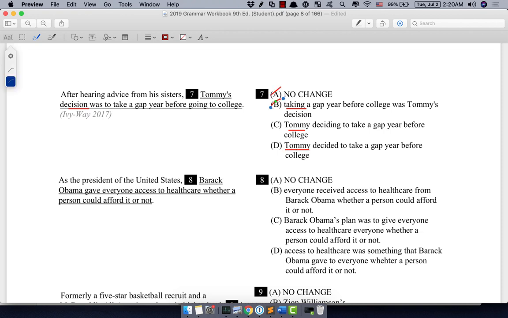So then you look at C and D and see which one is right. C has Tommy deciding to take a gap year. D has Tommy decided to take a gap year. And between these two, it should be D, because it's Tommy decided, not Tommy deciding. So the answer is D.